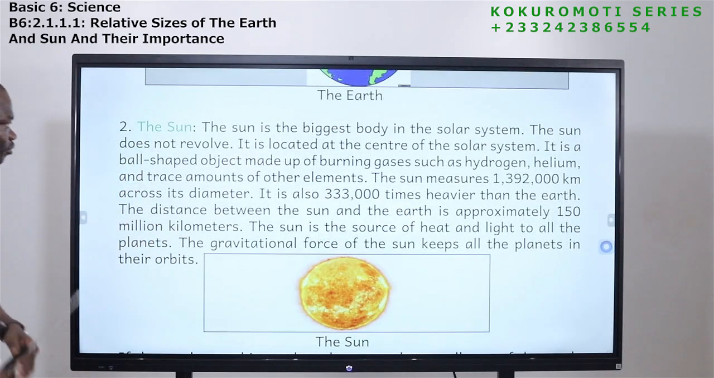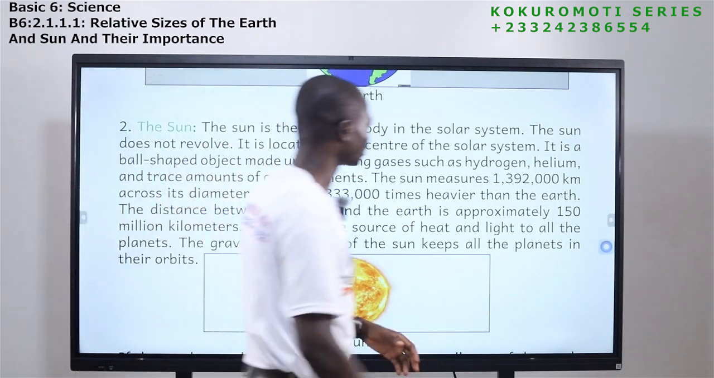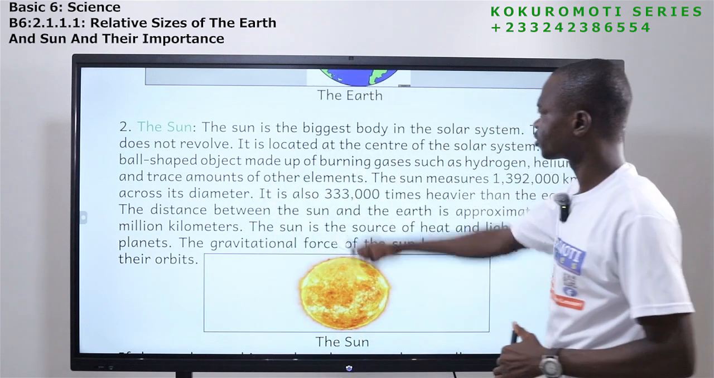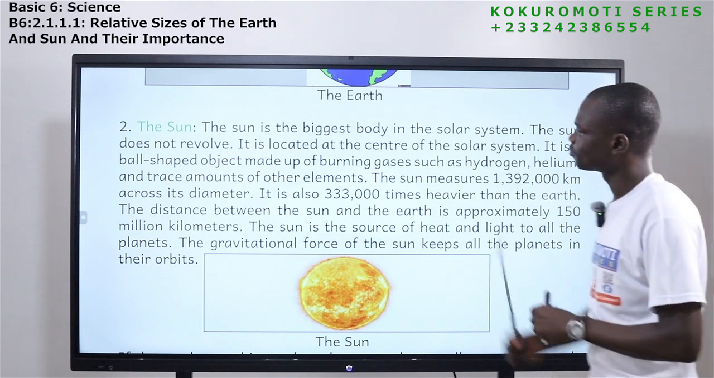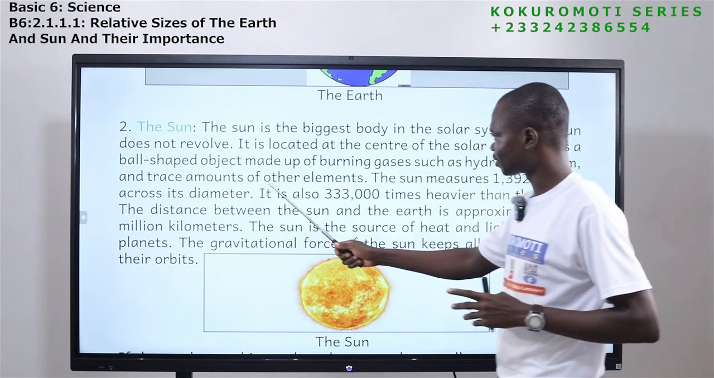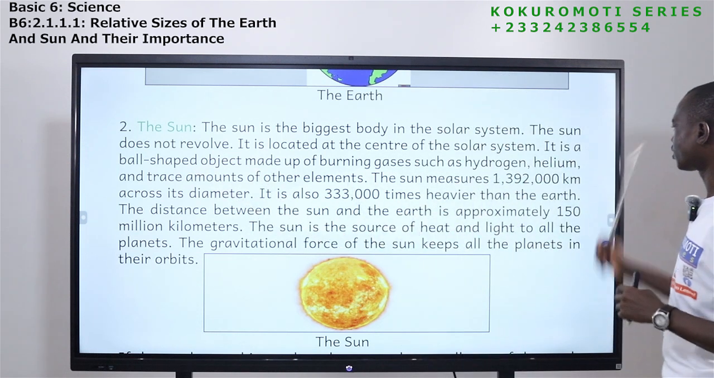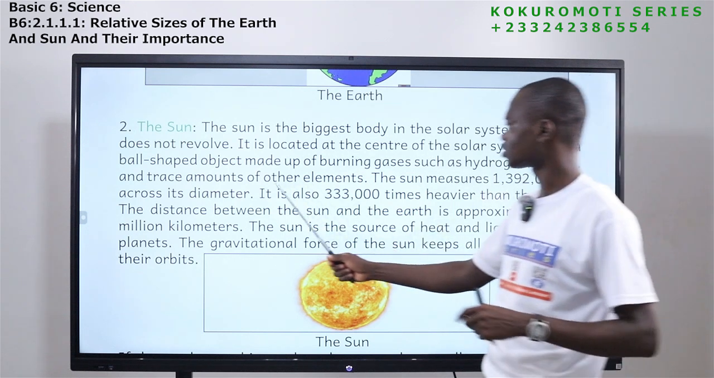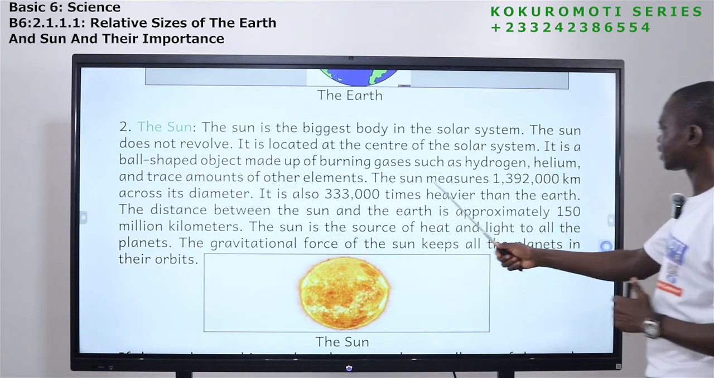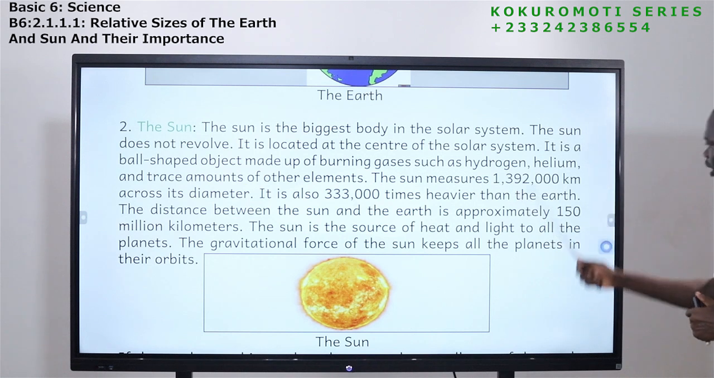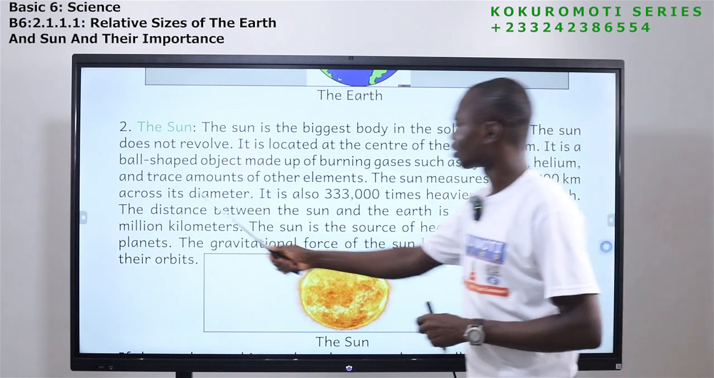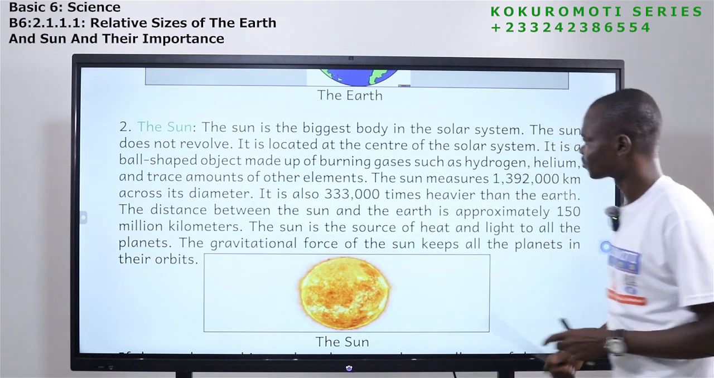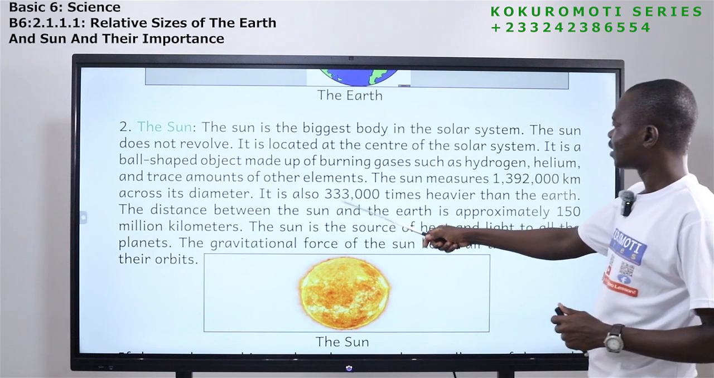Now the next one is the Sun. The Sun is the biggest body in the solar system. The Sun does not revolve. It is located at the center of the solar system. It is a ball-shaped object made up of burning gases such as hydrogen, helium, and traces of other elements. The Sun measures 1,392,000 kilometers across its diameter.